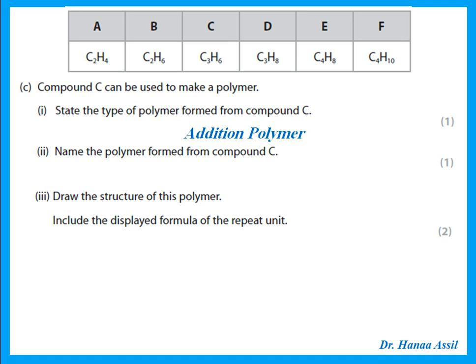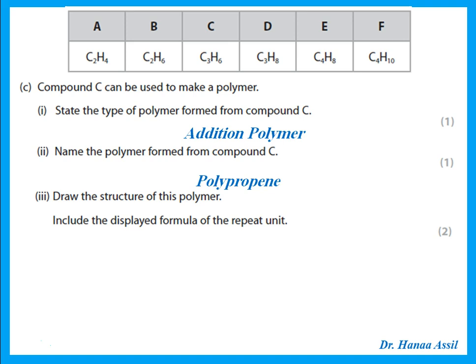Then he's saying, name the polymer formed from compound C. Okay, what is the name of C? Remember that C is an alkene that has 3 carbons, so C would be called propene. Now, when I form a polymer, how do we name polymers? The name of the polymer is poly, followed by the same name we started with. So if I'm making a polymer from propene, then the name of the polymer would be polypropene.